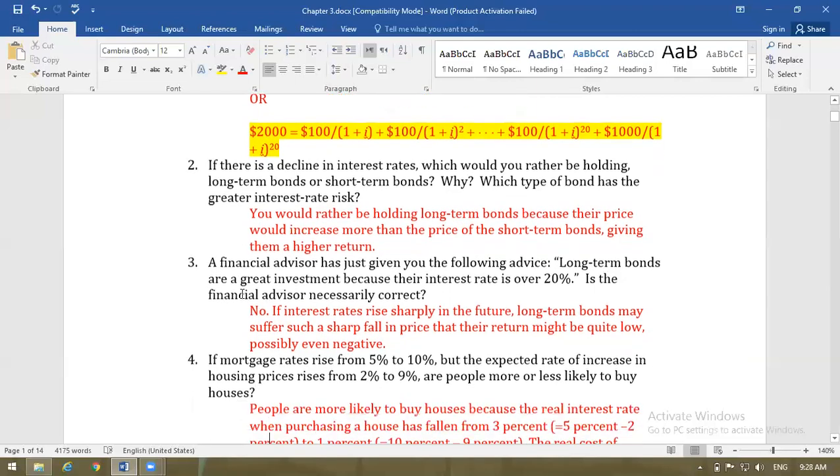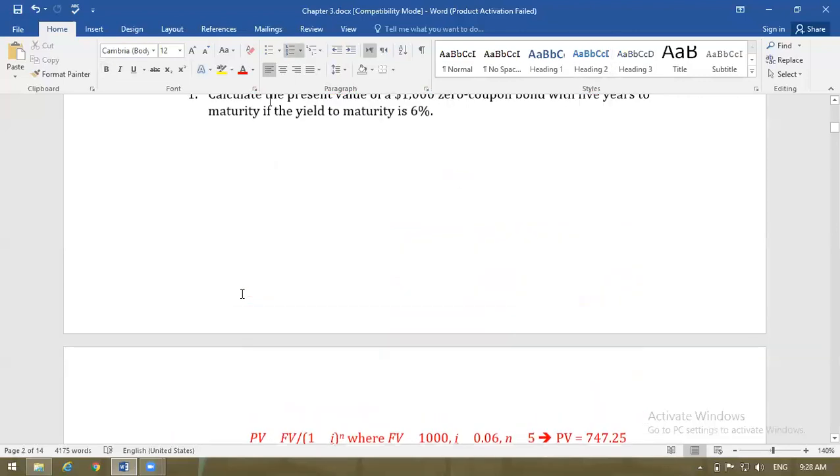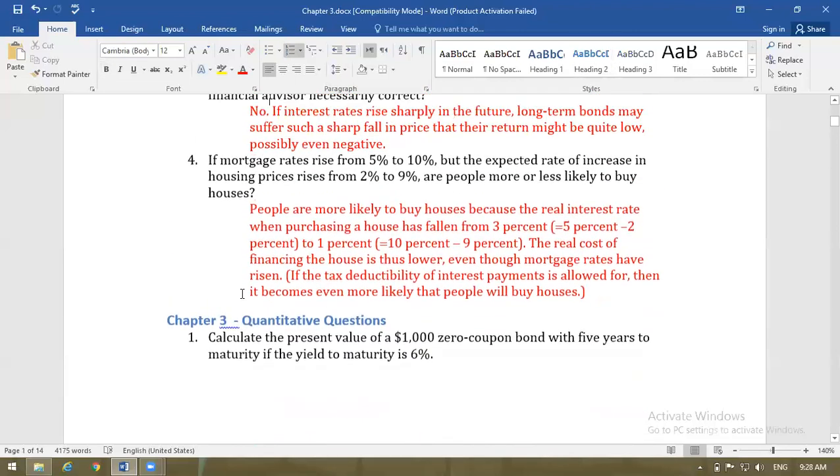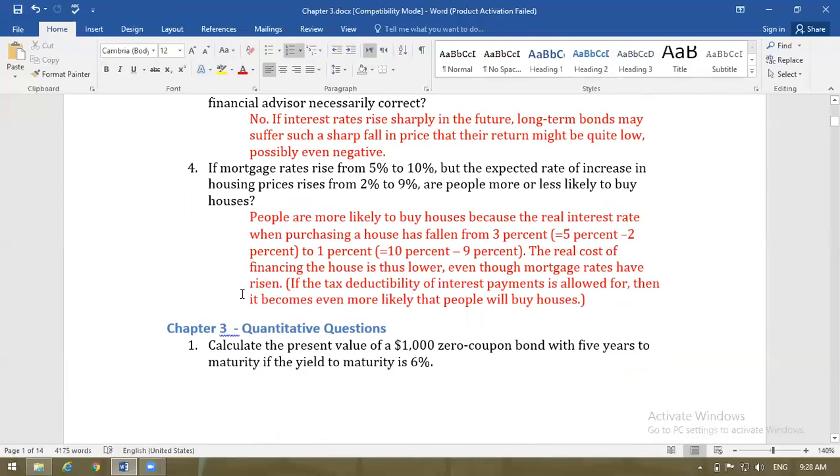Question 4: if mortgage rates rise from 5 to 10%, but the expected rate of increase in housing prices rises from 2 to 9%, are people more or less likely to buy houses? Mortgage rate means a loan with some collateral.